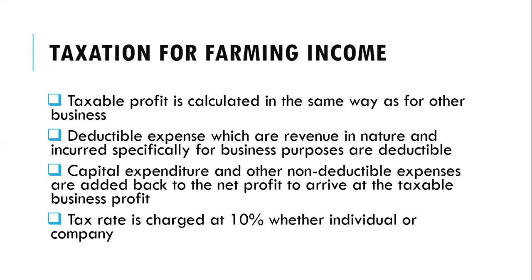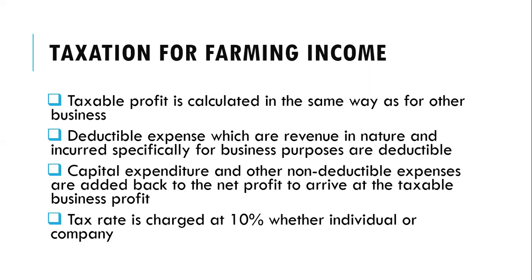But the only difference for taxation for farming income is that the tax rate is 10%, whether individual or a company. So for a farming concern, we do not apply tax bands, even though it's an individual. We only charge a 10% tax rate. Are we together? Yes. So you calculate the amount of taxable income, and then you multiply by 10%. You do not use tax bands. Whether company or individual, the tax rate on farming income is 10%.